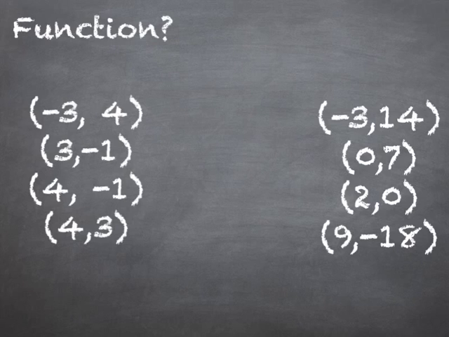Notice that in our first set of points, -3 is grouped with 4, 3 is grouped with 1, 4 is grouped with -1, and 4 is grouped with 3. Because 4 is grouped with two different numbers, this is not a function, because each input does not have only one output.